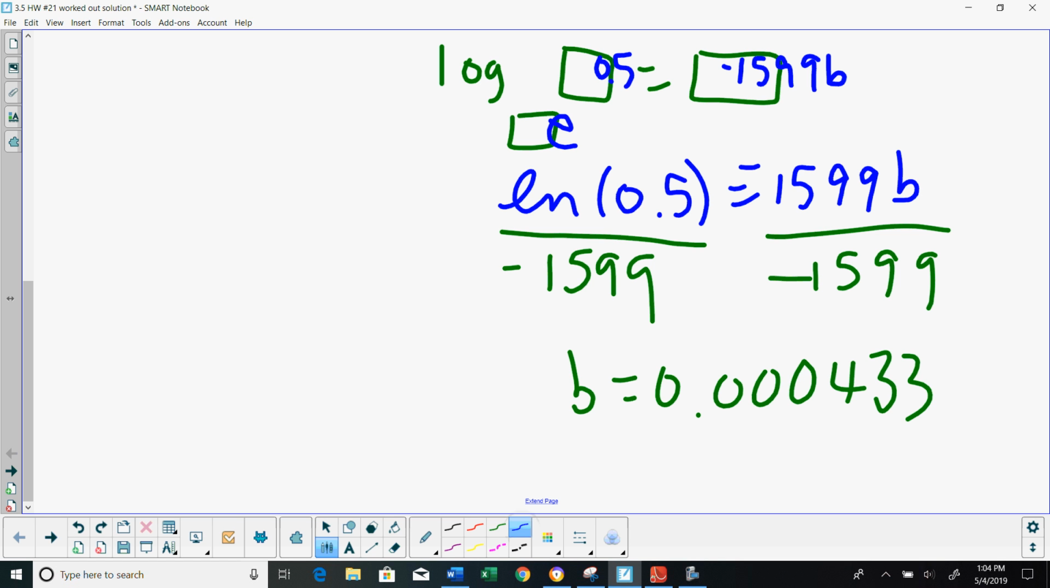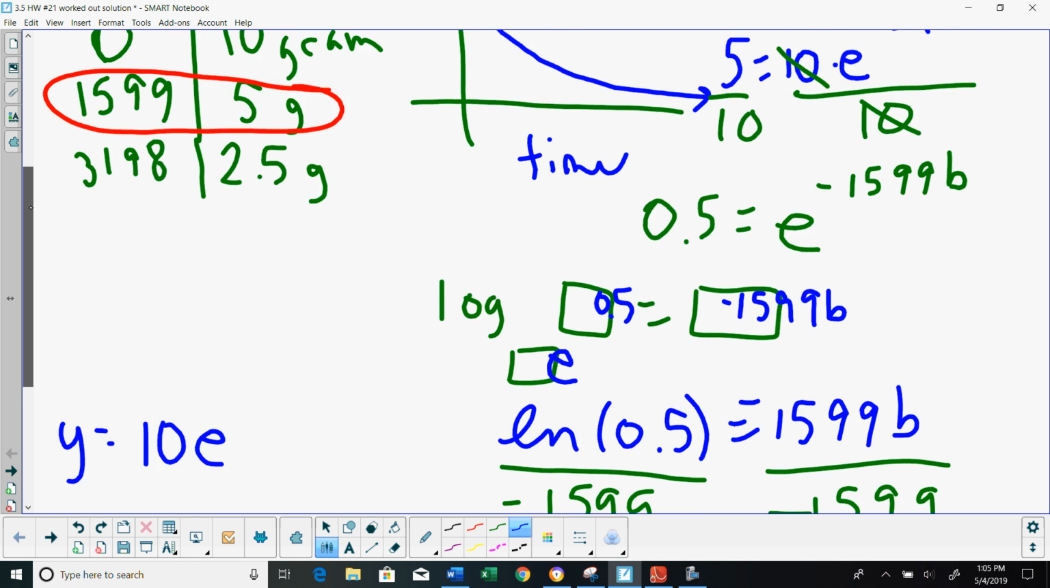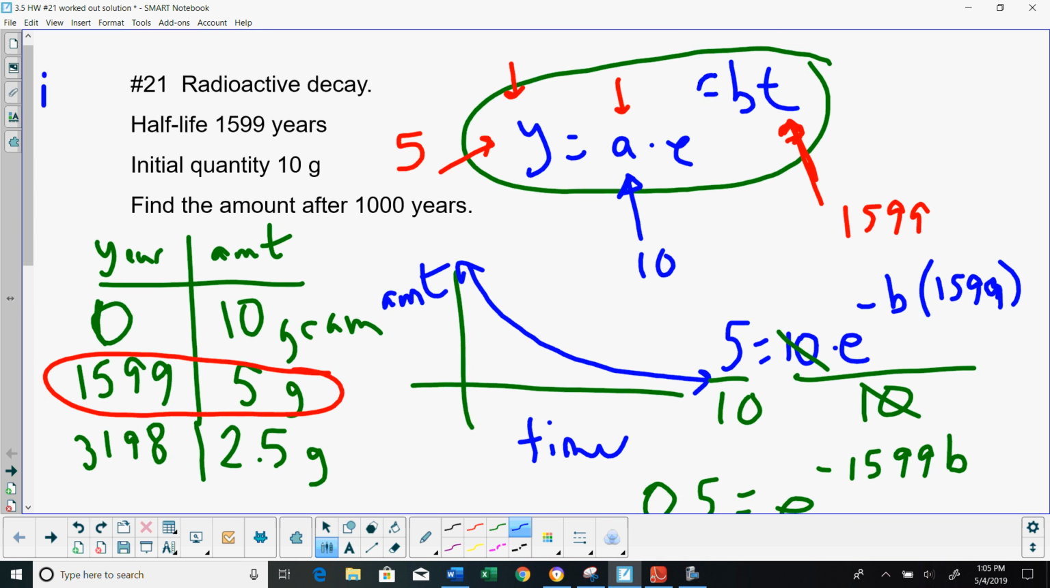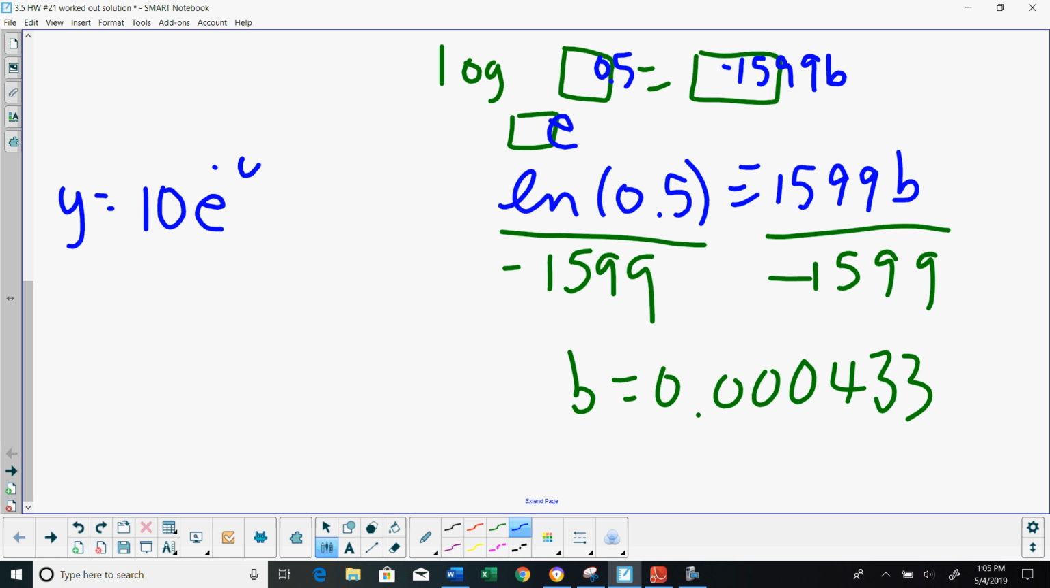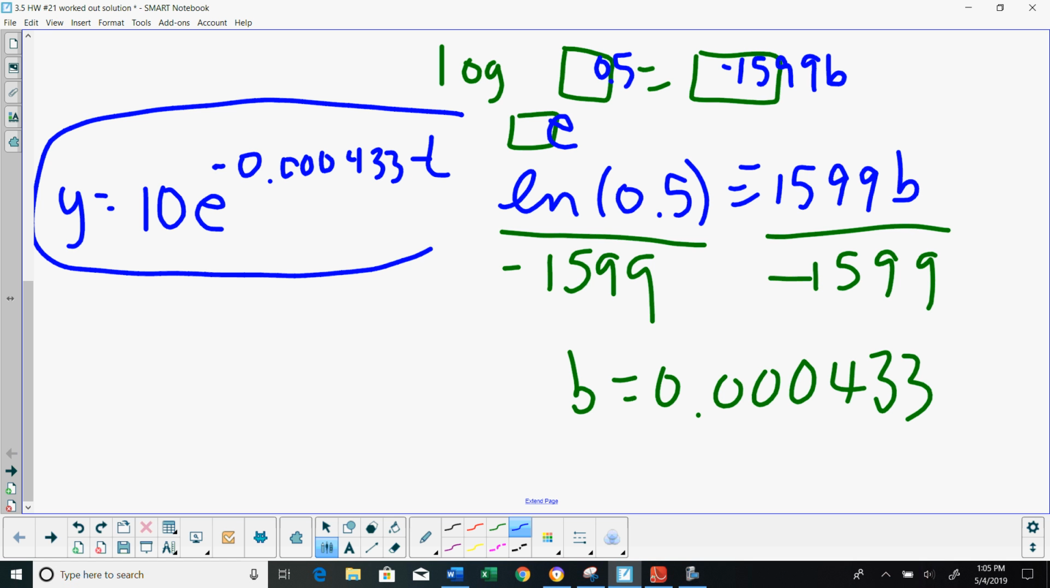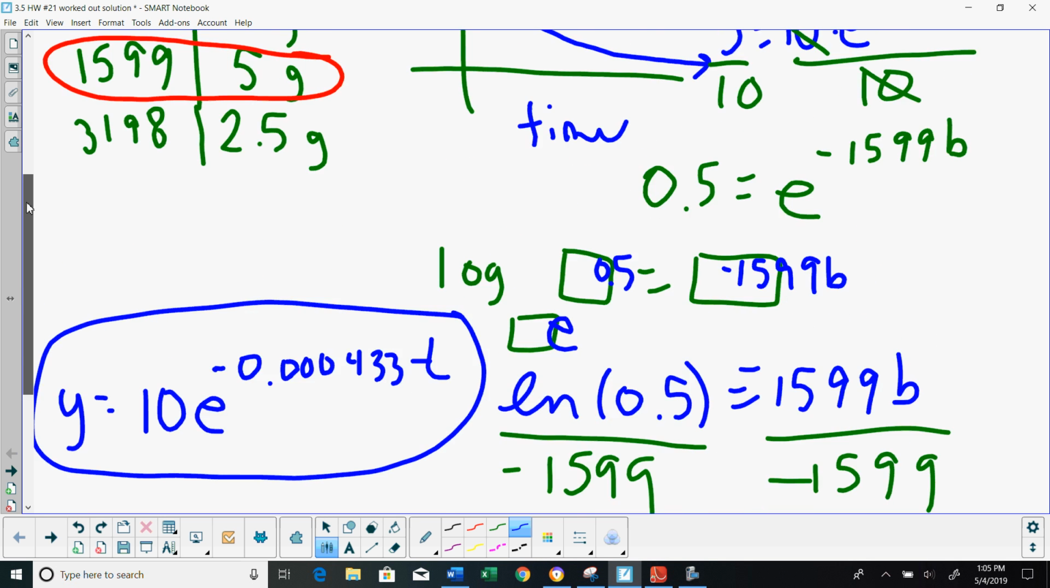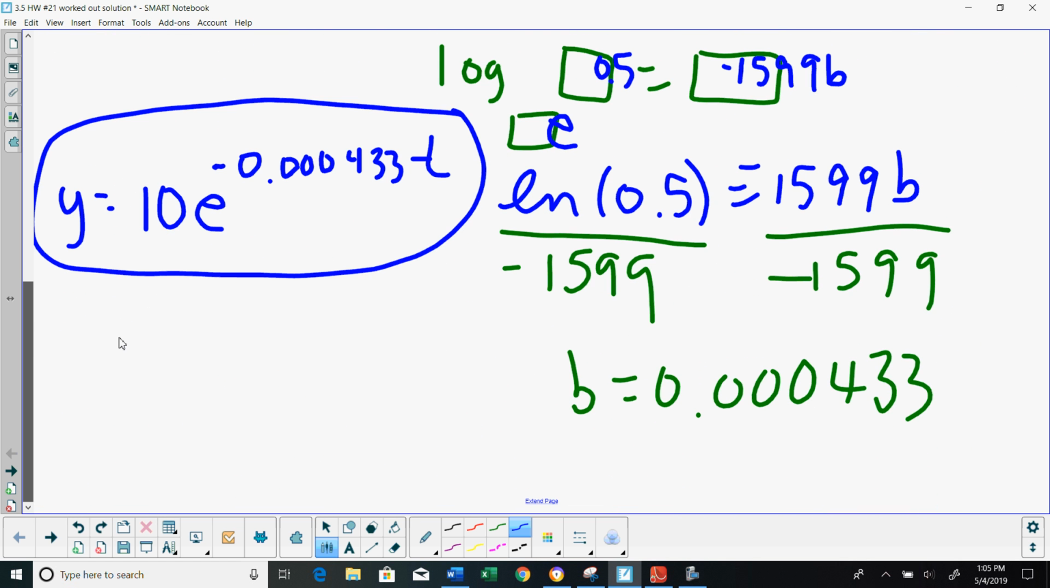That means I can write my model now as y equals, I know the initial amount was 10, e to the, now hold up for a second. Remember that we're using a model with a negative in it, so I need a negative in front of that b value we just found. So negative 0.000433t. Here's the model I'm going to use for this problem. Now, the question is, find the amount after 1,000 years. So now I can just plug in 1,000 for the t, and we'll get our amount.